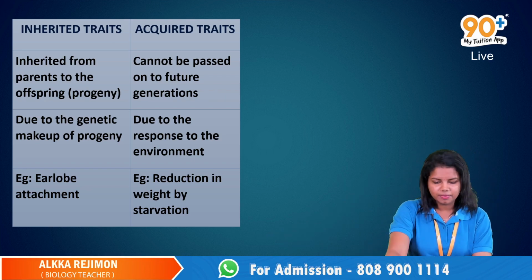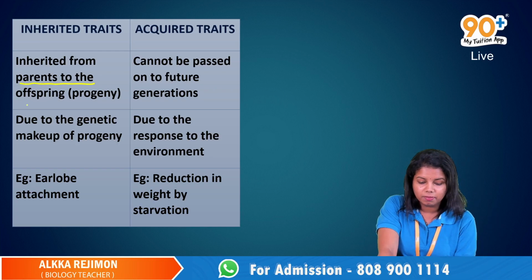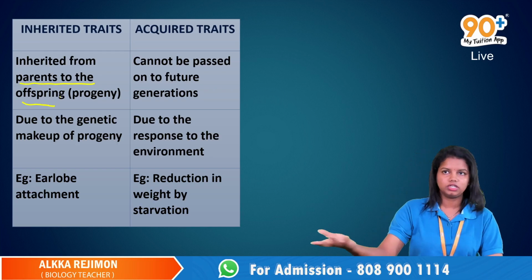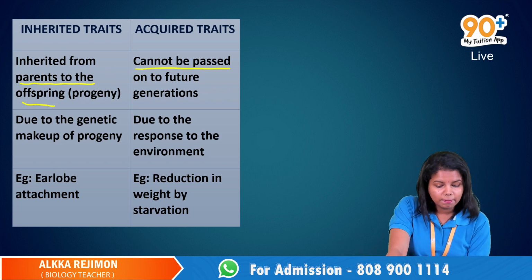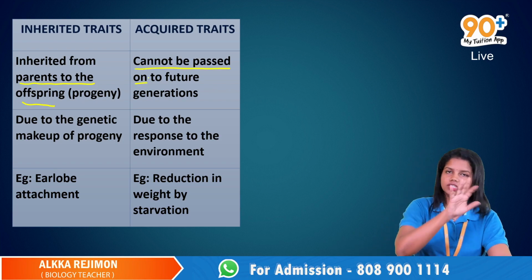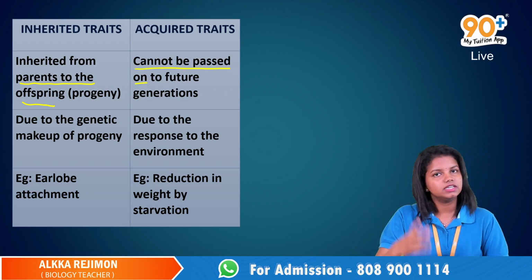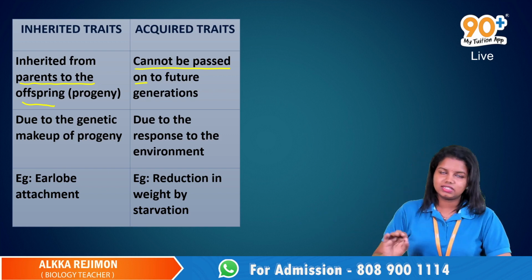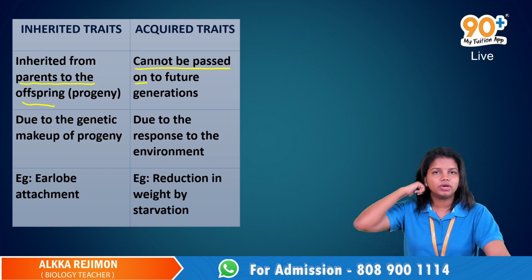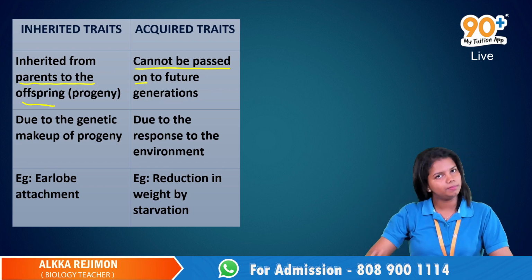So here it is. Inherited traits are the ones which are carried on from the parent to the offspring, or the child, the progeny. But acquired traits cannot be passed on to the future generation. That's the major difference. An inherited trait can be carried from a parent to a child, but if it is an acquired trait, a character we acquire during our life span, we cannot carry it on to our offspring.